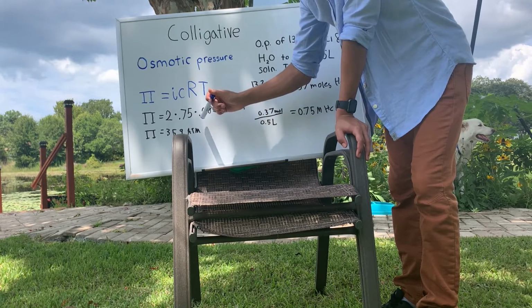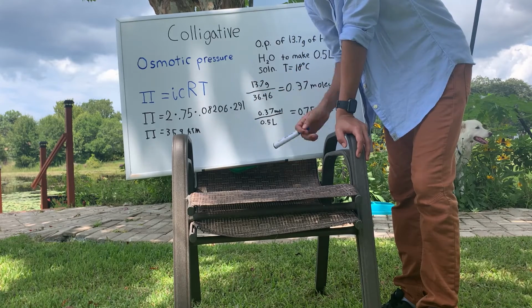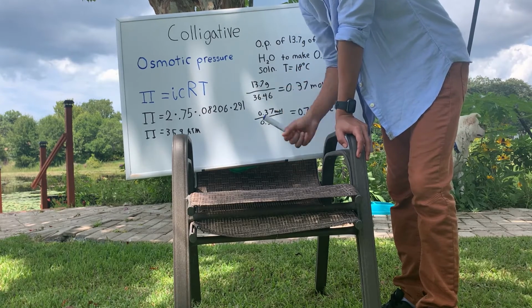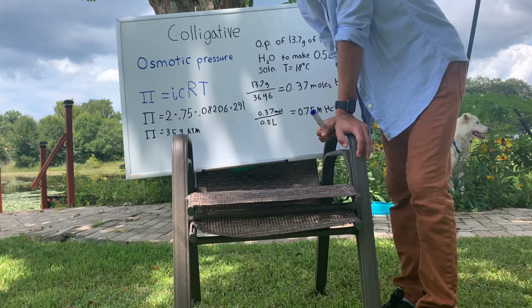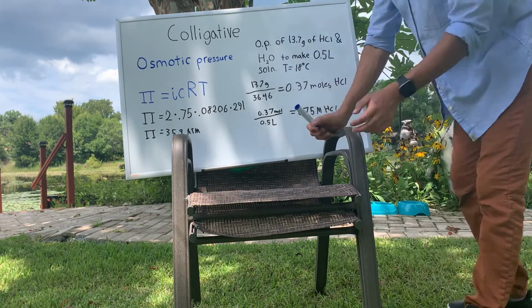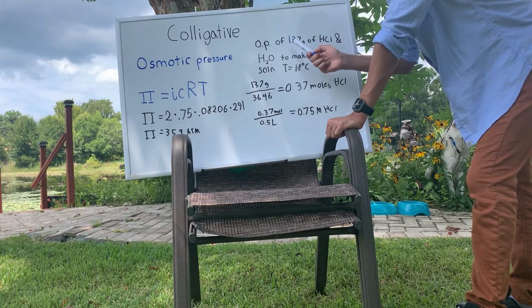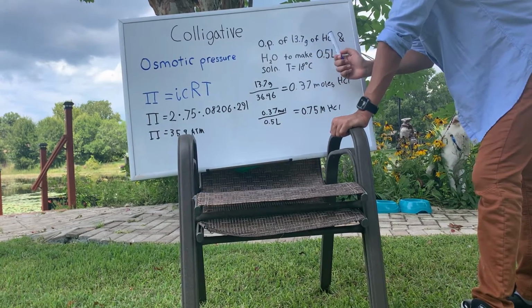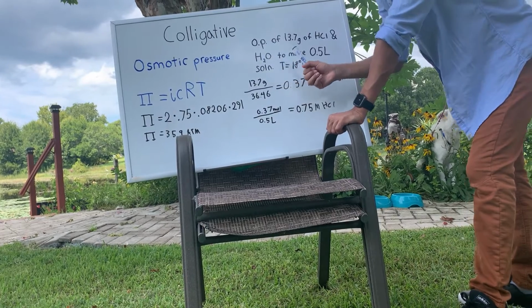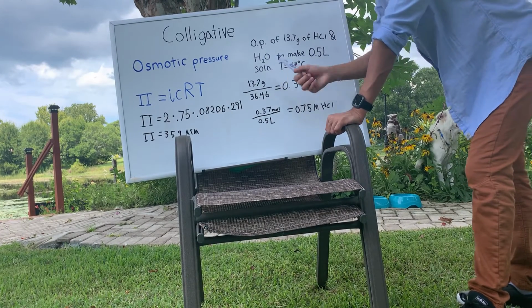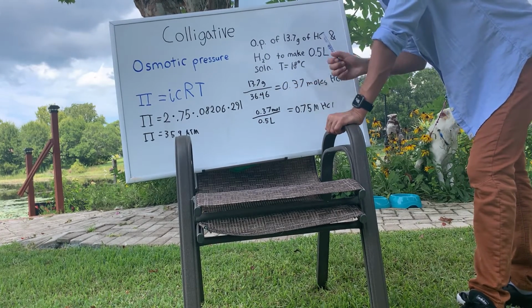It is 0.08206 liter atm per mole kelvin. And T is temperature in Kelvin. So let's try a problem. What is the osmotic pressure of a solution with 13.7 grams of HCl and enough water to make 0.5 liters of solution? The temperature is this.